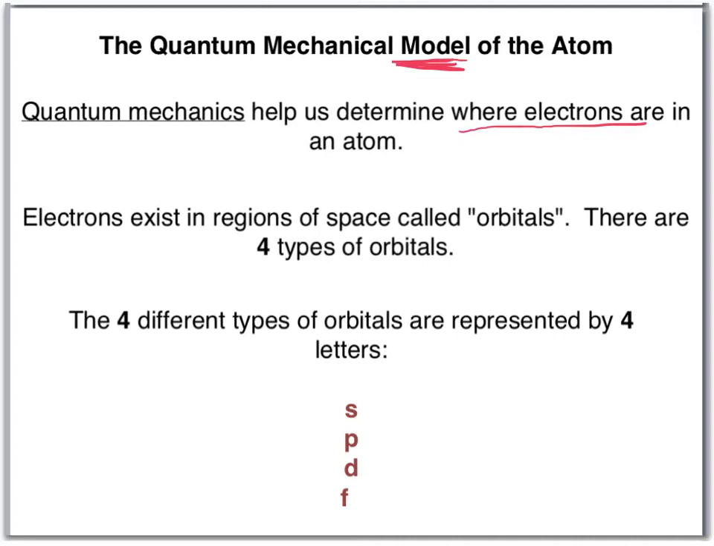So here's what we know. Electrons exist in regions of space that are called orbitals. You want to remember that word. There are four types of orbitals. There's S, there's P, there's D, and there's F. They're represented by four letters. Now those letters actually stand for words. You don't have to know the words, but in case you're curious, S is for sharp, P is for principal, D is for diffuse, and F is for fundamental. So electrons hang out in orbitals, and there's four different types.